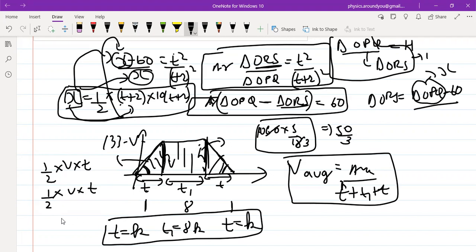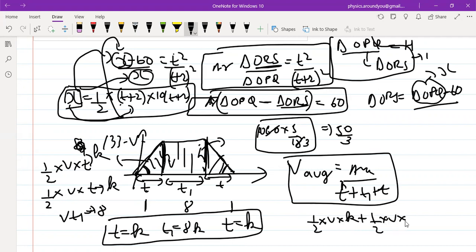This rectangle is V into T1. What is T? T is K. What is T1? T1 is 8K. This is also K. If I add all of them, I'll get an expression in terms of K only. So it would be half into V into K plus half into V into K plus V into 8K. This is the total area.